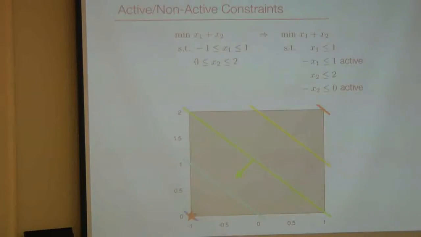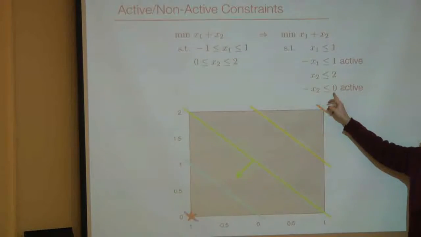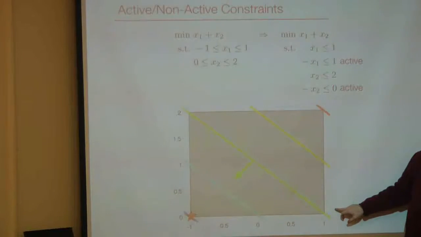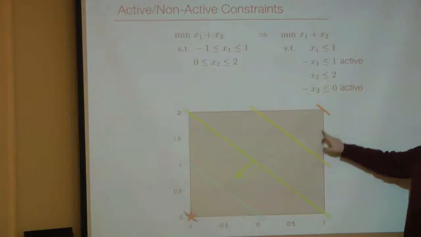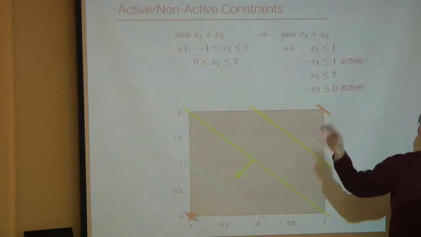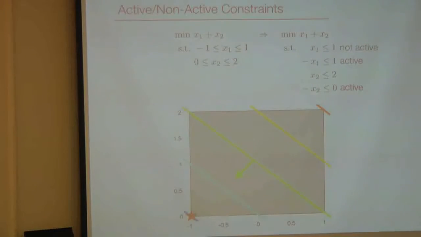This constraint at the optimum is also active because the optimal point lies on the corresponding constraint. However, these 2 constraints are not active because the point does not lie on the constraints themselves. Okay? So we have a situation like this. And this is what we call constraint classification. We split the constraints into 2 parts: constraints which are active at the optimum and constraints which are not active at the optimum.